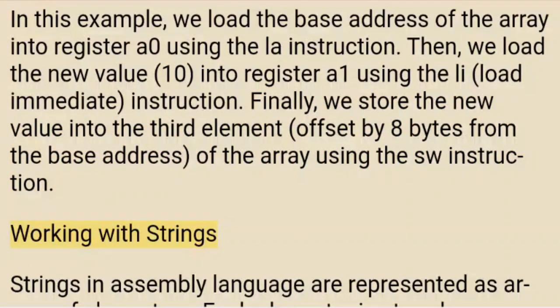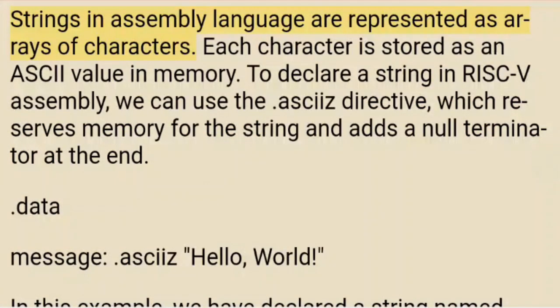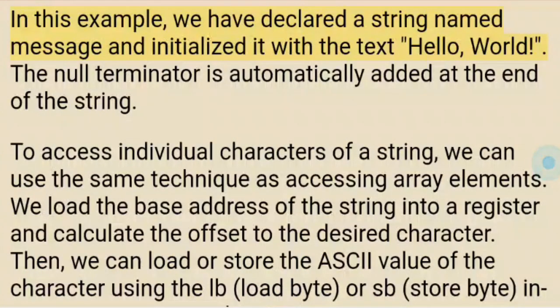Working with strings. Strings in assembly language are represented as arrays of characters. Each character is stored as an ASCII value in memory. To declare a string in RISC-V assembly, we can use the ASCIIZ directive, which reserves memory for the string and adds a null terminator at the end. .data message: .asciiz "hello, world". In this example, we have declared a string named message and initialized it with the text, hello, world. The null terminator is automatically added at the end of the string.